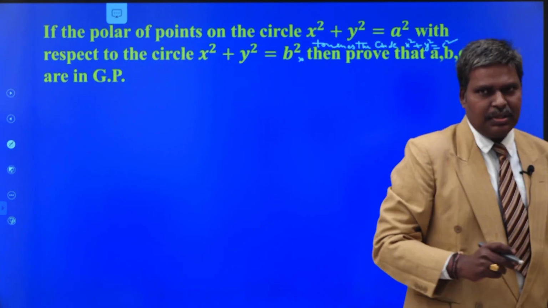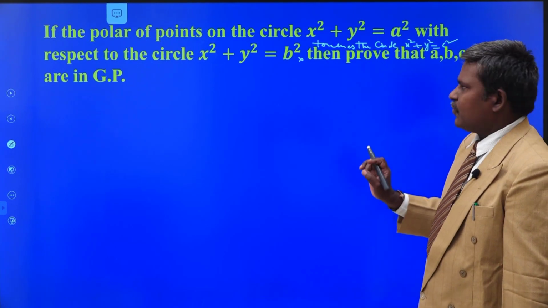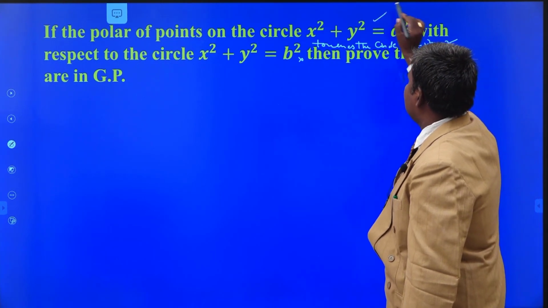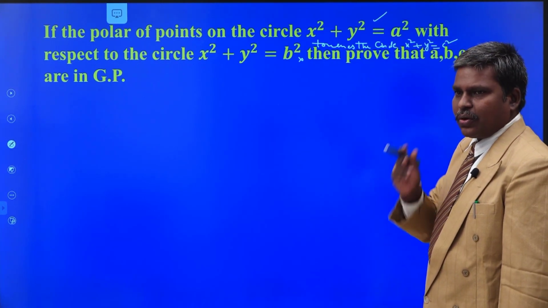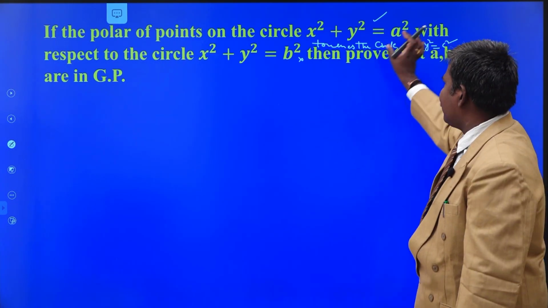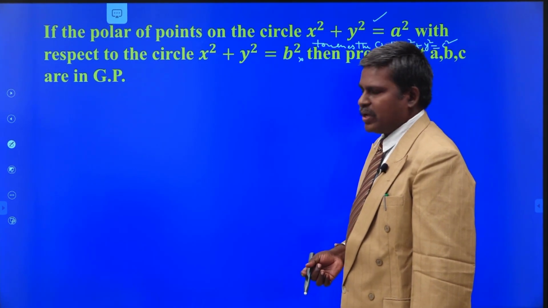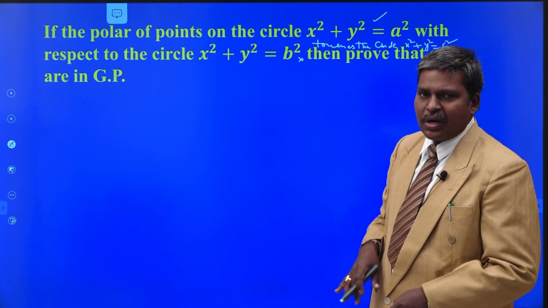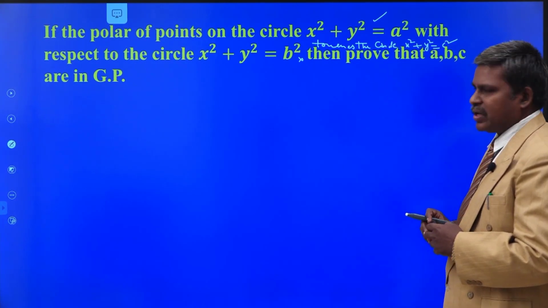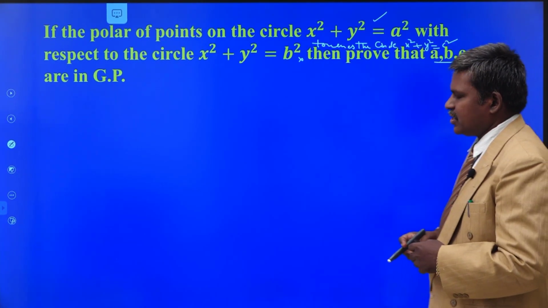This is the question. See how many circles are given to you? 3 circles. Listen very, very carefully, my dears. Polar of points on the first circle. You are going to draw the polars for what? Points. Those points lie on your first circle. With respect to what? The second circle, that is x² + y² = b². Now these polars are what? These are tangents to another circle x² + y² = c². Then we have to show that a, b, c are in geometric progression.